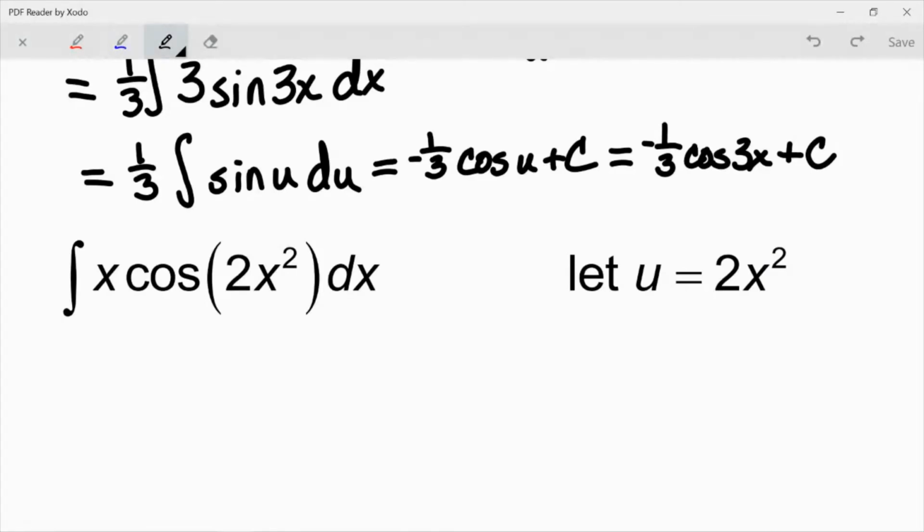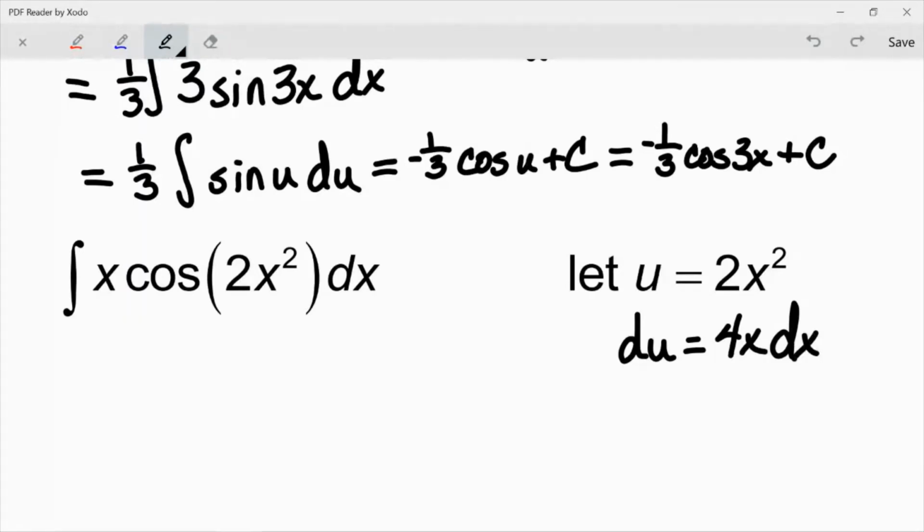So we have the integral of x cosine 2x squared dx. Notice the u has been defined here. u equals 2x squared. That means my du is 4x dx. Okay, so I need to make a 4 show up in here.